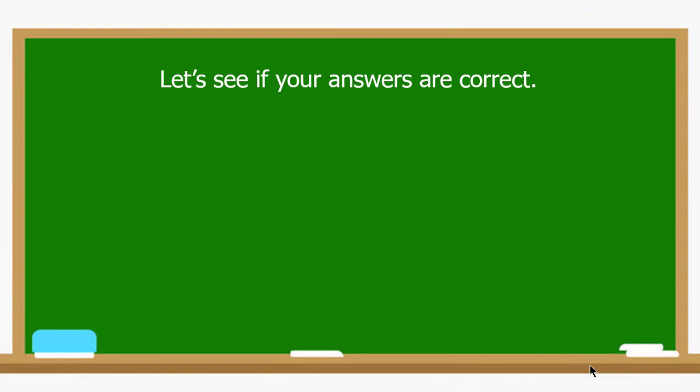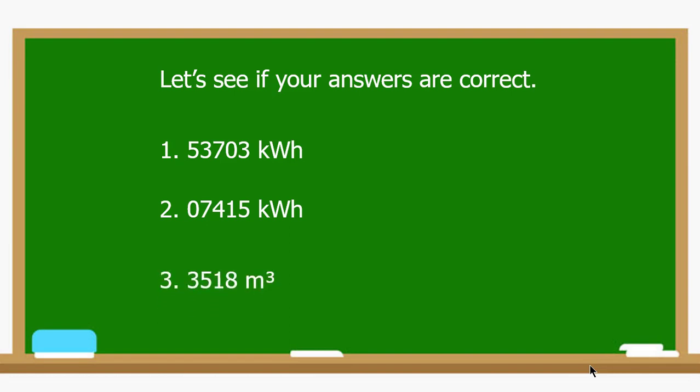Let's see if your answers are correct. Number 1, 53,703 kilowatt hour. Number 2, 7,415 kilowatt hour. And number 3, 3,518 meter cube. Good job!